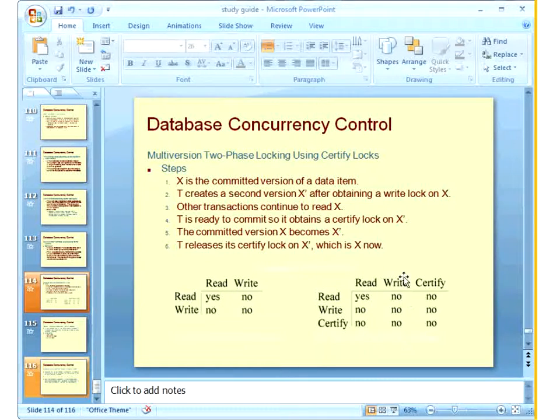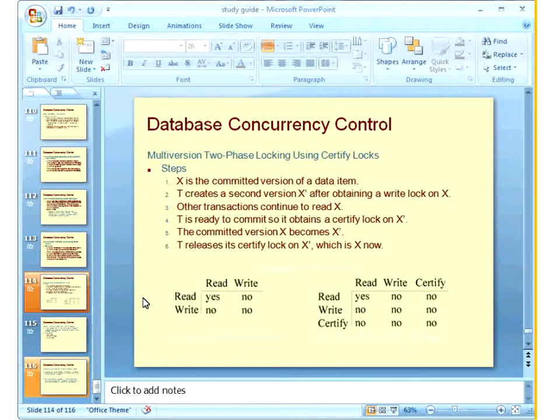If one transaction is reading, the other can read. If one transaction is reading, can the other write? No. This is about the same data item. If one is reading, can the other get a certify lock? No. And this is more secure. If one has got a certify lock, can the other read? No.